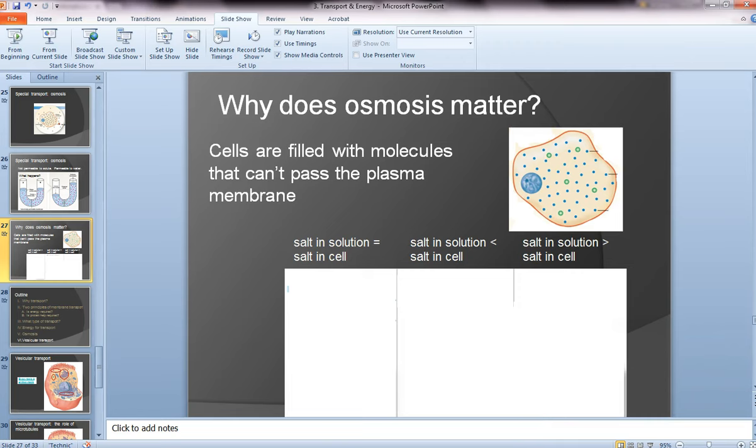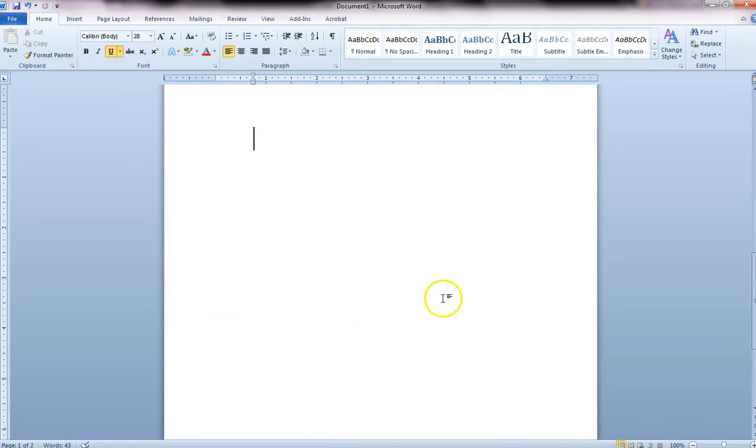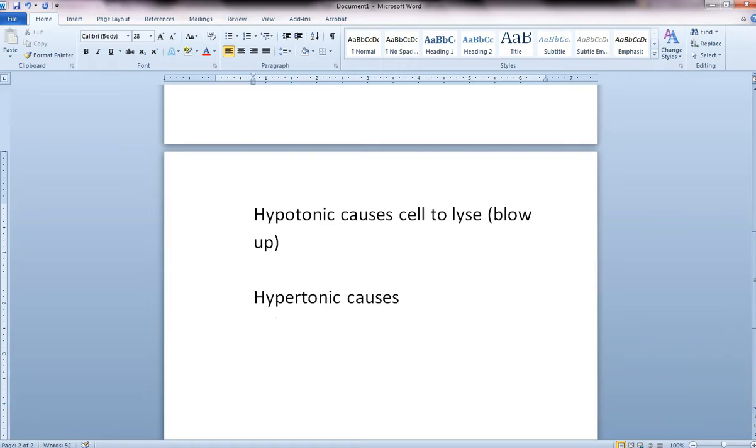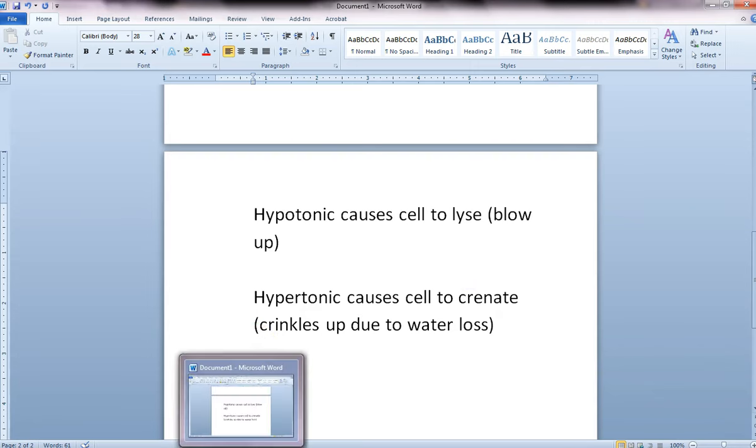Now, just to remind you, hypotonic causes the cell to lyse, which means blow up. And hypertonic causes the cell to what's called crenate, which means it crinkles up due to water loss. So you need to know these vocabulary words.